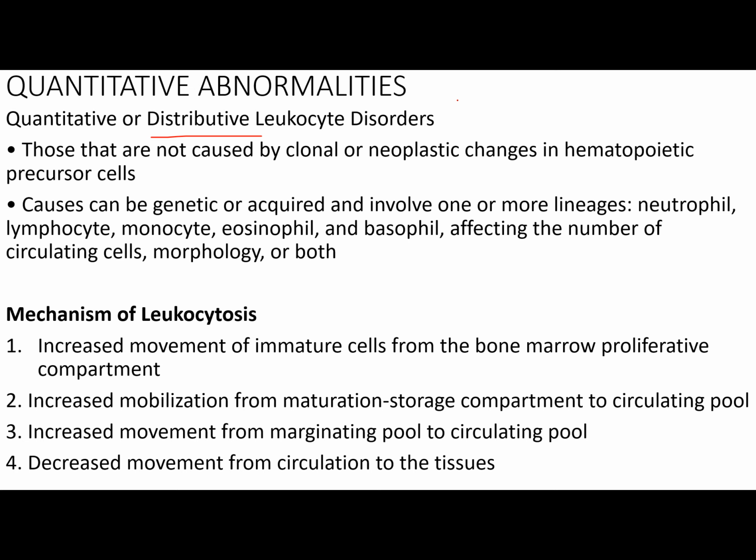So, this refers to the value, class, or the amount of WBCs in your body or in your circulation. Now, those are not caused by clonal or neoplastic changes in hematopoietic precursor cells, meaning, class, there is no qualitative abnormality. This is just based on quantity. Now, causes can be genetic or acquired and involve one or more lineages, such as the neutrophil, lymphocyte, monocyte, eosinophil, and basophil, affecting the number of circulating cells, morphology, or both.